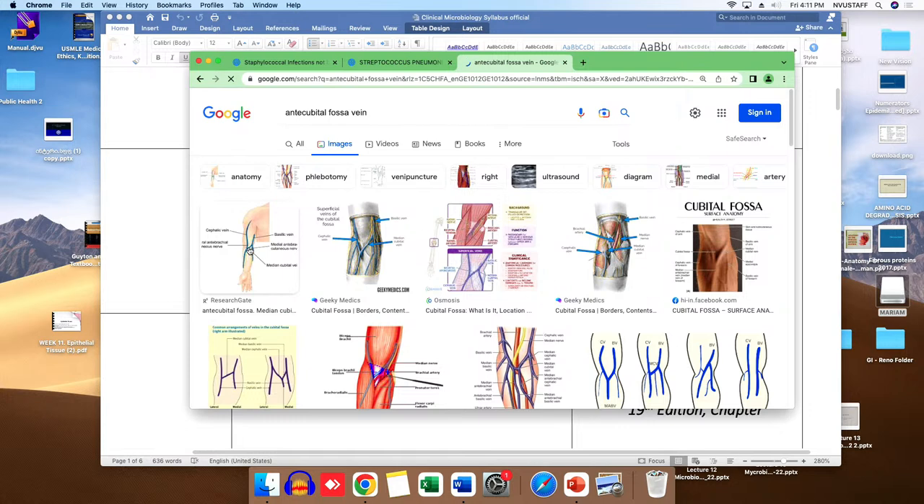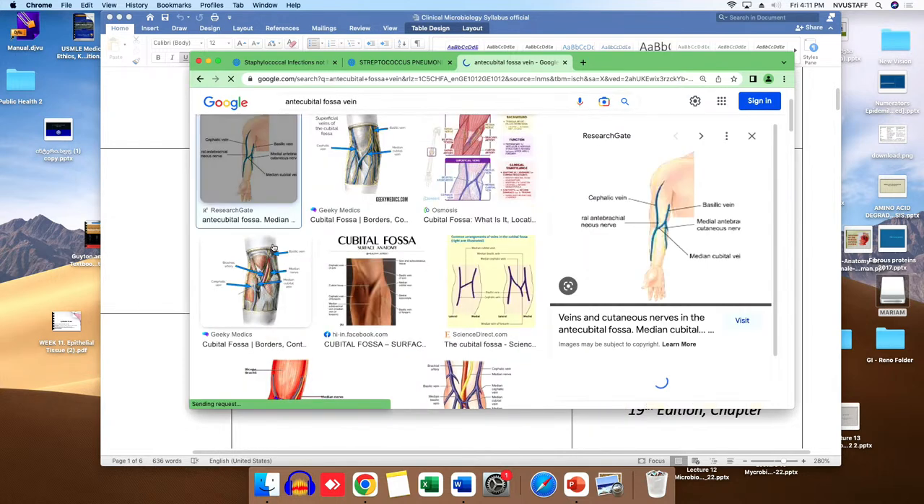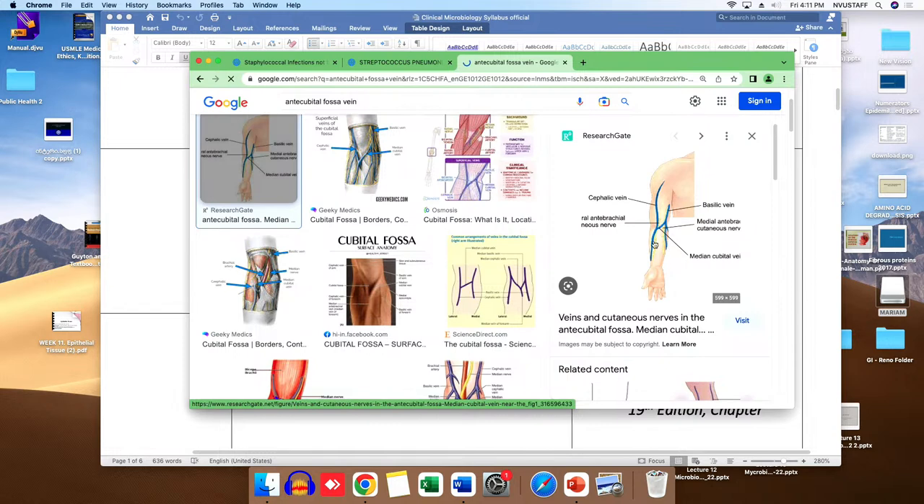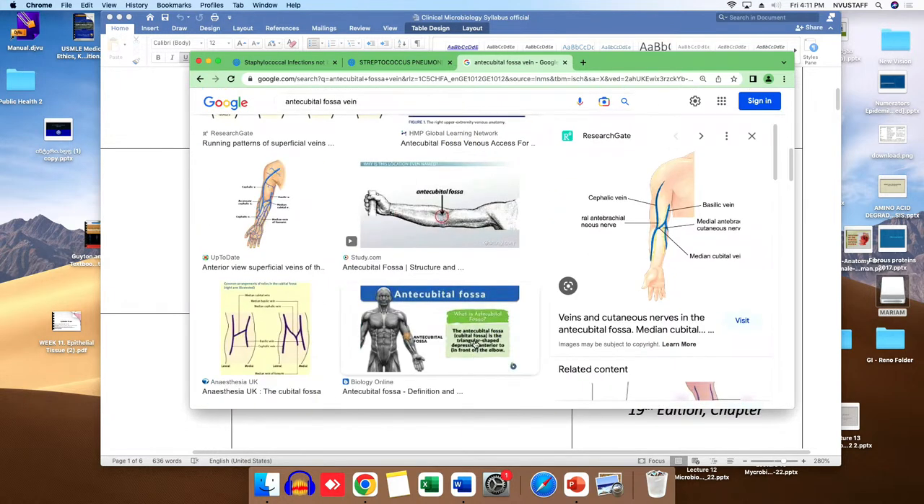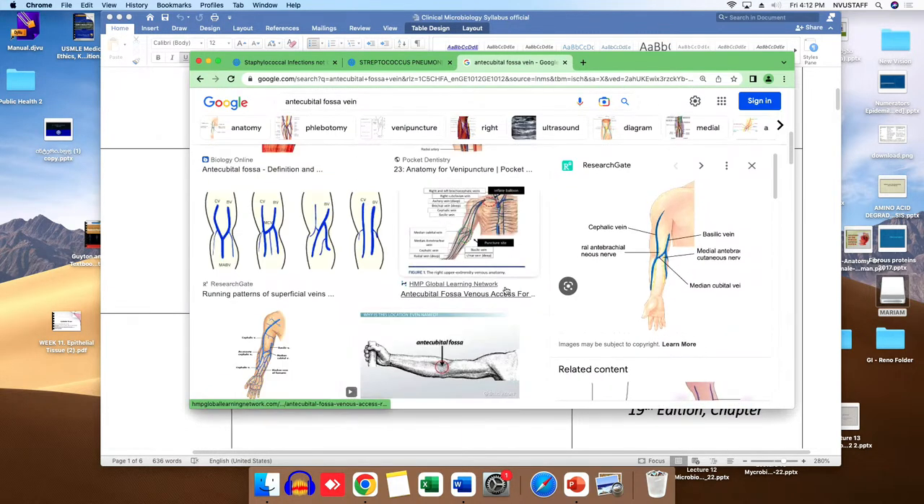either from the medial and median anterior cutaneous. No, it's the vein. Median cubital vein is just the joining of two veins. Okay. Yeah, but it's often used.